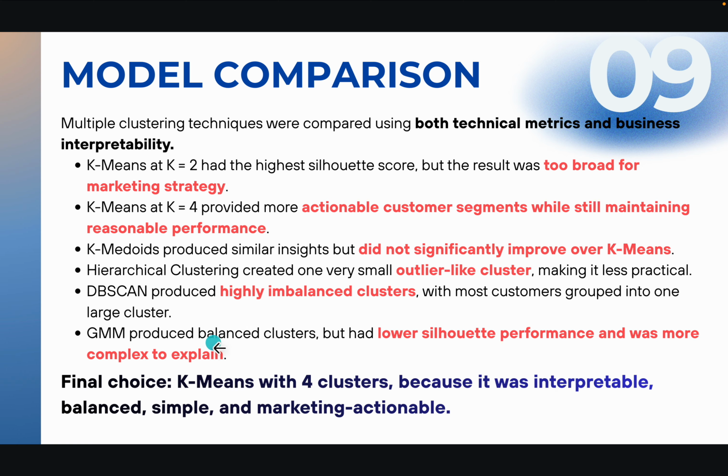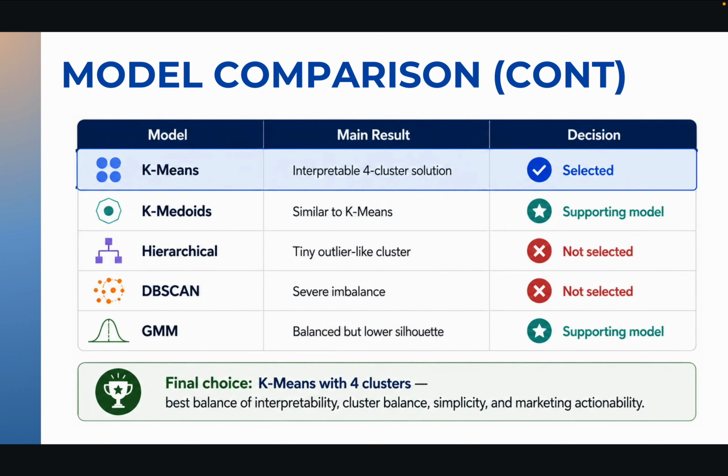Finally, for GMM, it used the probabilistic approach. It produced balanced clusters, but it had lower performance and was kind of complex to explain the results. So my final choice came in with 4 clusters because it was interpretable, balanced, simple, and marketing actionable. Okay, so here is the table to summarize the comparison.